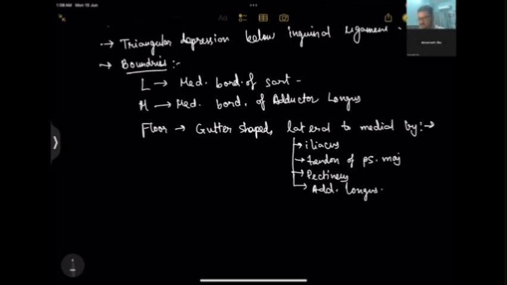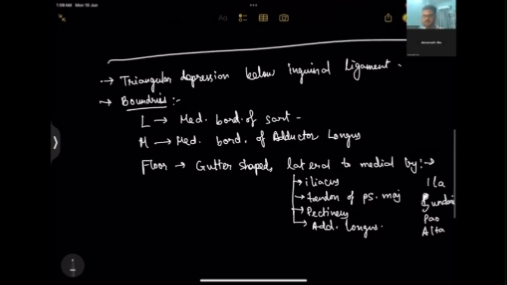Okay. So Ila, Iliacus; Sundari, Soleus major; paon, pectineus; and alta, adductor longus. Just a small mnemonic, you may remember. Ila Sundari ke paon pe alta. Okay, so this is the reference of the mnemonic.